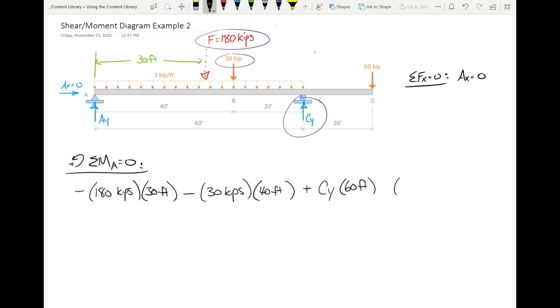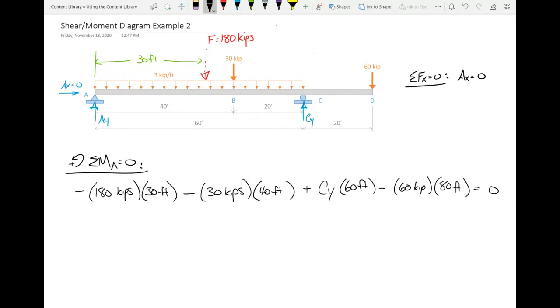And lastly, we've got the 60 kips. Positive or negative? Negative. There we go. And the moment arm. There we go. 80 feet. That's what I like to see. Good. And if anybody has any questions about this as we move on, you let me know, okay? I'm going to erase these.